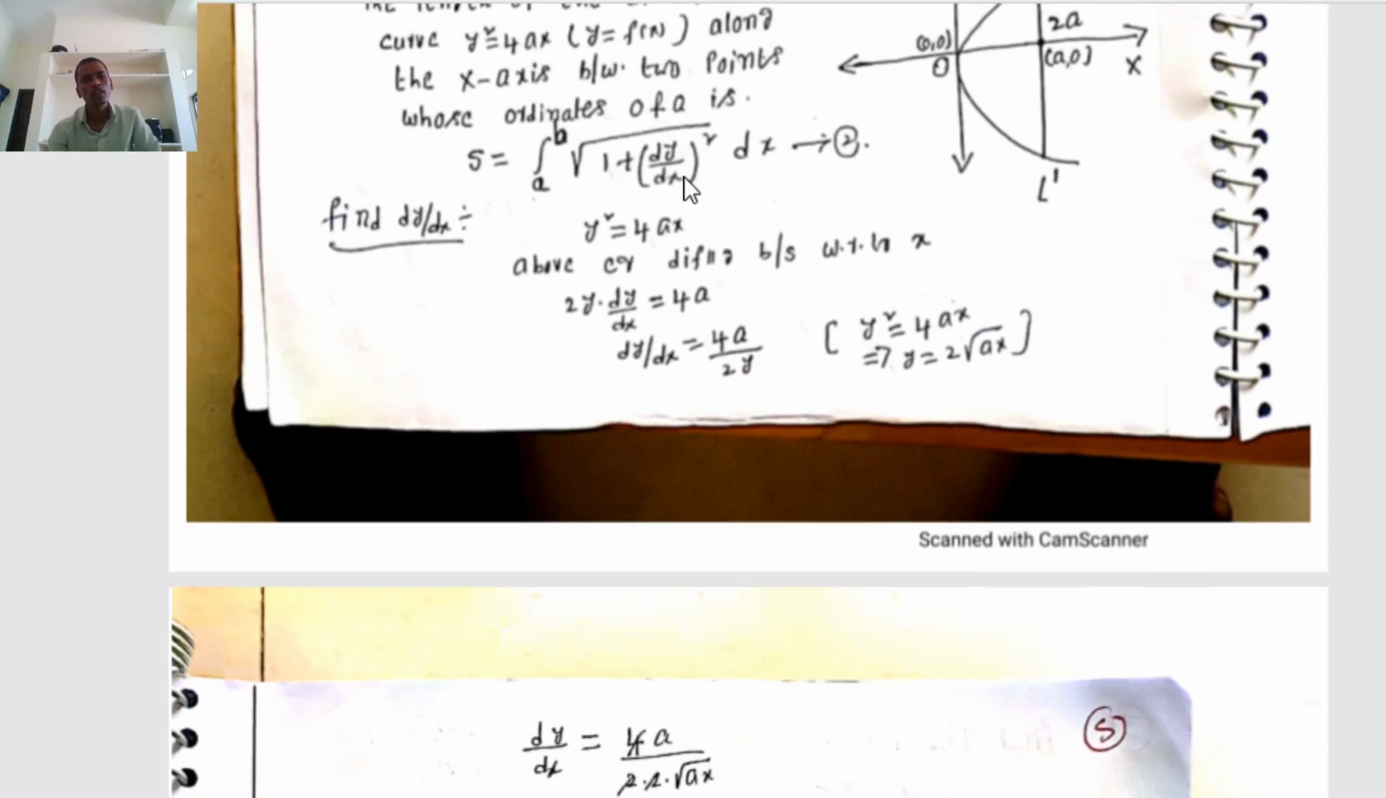Find the dy by dx value. First, we have to find the dy by dx value using the given curve. The given curve is y square equal to 4ax. We have to find the value of dy by dx. Therefore, differentiating the above equation both sides with respect to x, y square differentiates to 2y into dy by dx, equal to 4a into x differentiating to 1. Therefore, dy by dx equal to 4a by 2y.